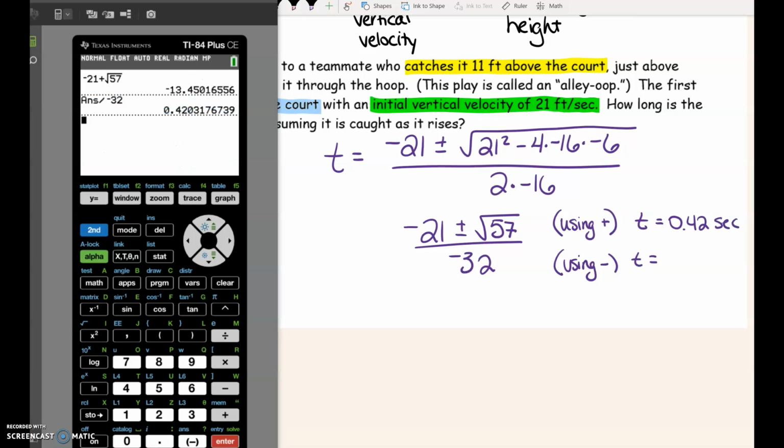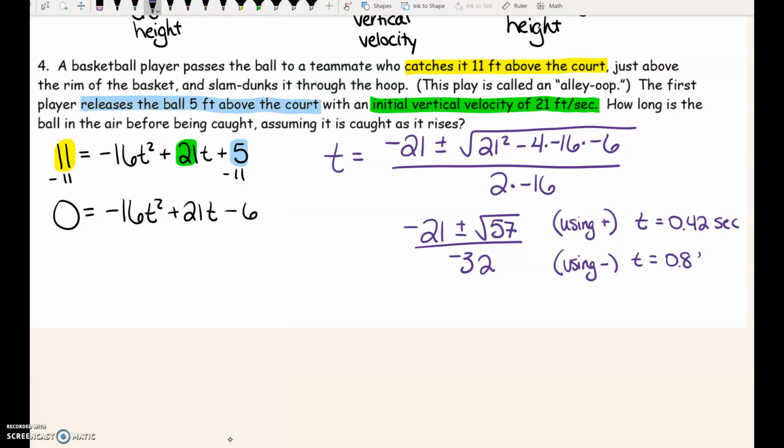Now I'll do the problem again using the minus sign. Negative 21 minus the square root of 57, enter, divided by negative 32, enter. Using the minus sign, I got 0.89 seconds. Sometimes when you do this, you'll get one positive answer and one negative answer. If you get a negative answer, can we have negative seconds? We're not time travelers, so no, we can't have negative seconds. In this case, we got two positive answers.